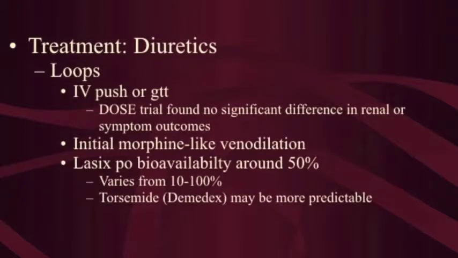Okay, all right, how do you treat pulmonary edema? Lasix, usually, or any kind of loop diuretic, Lasix or Bumex. You can just push that, or you can hook it up as a drip. The DOSE trial compared IV push Lasix, like 40 BID or 80 BID, versus a continuous drip. No significant difference in this study in renal function or significant outcomes.